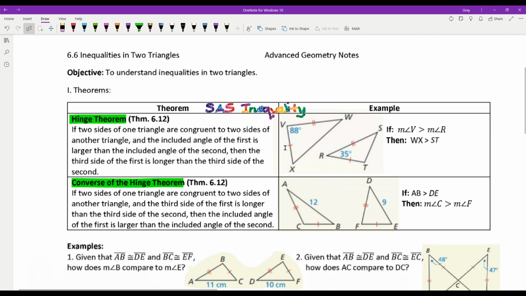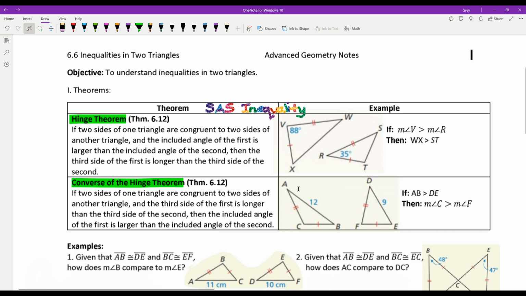So I have a pair of congruent sides, another pair of congruent sides. Because this angle V is larger than this angle R, then we know the side opposite V, which is XW, has to be greater than the side opposite R, which is ST.